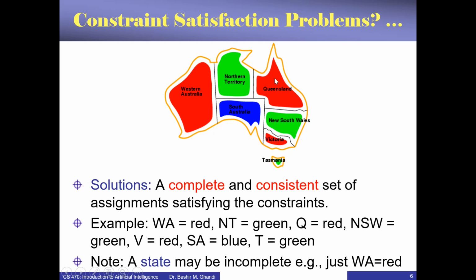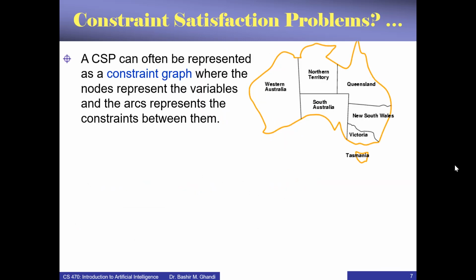Also, if the assignment is done in such a way that the constraints are satisfied, then the assignment is said to be consistent. So for us to have a solution, we must have a complete and consistent set of assignments. Now, a CSP can often be represented as a constraint graph, where the node represents the variables and the arc represents the constraint between them.